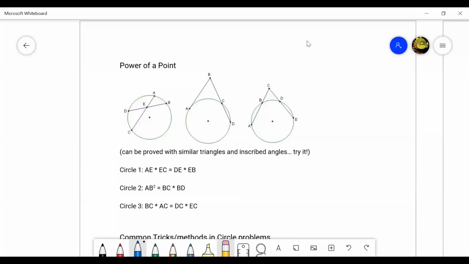So the first case is when the point is within the circle, and this is just the first diagram right here. It's just saying that for any point inside the circle and for any two line segments or chords within the circle, AC and BD, their only condition is they intersect at this point. Then you have AE times EC equals DE times EB.